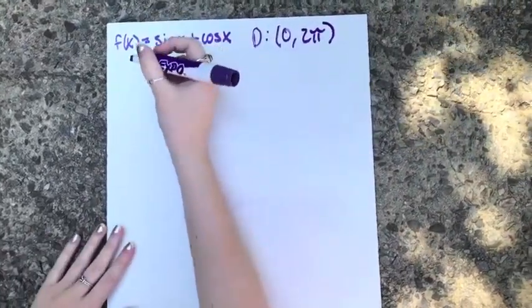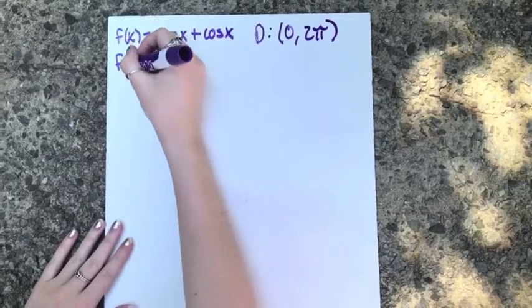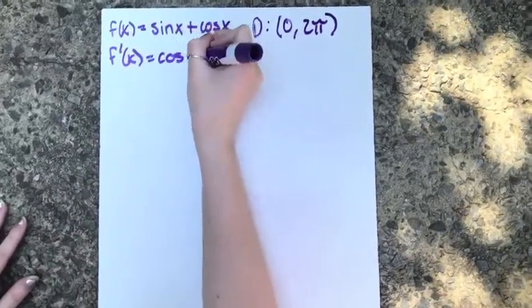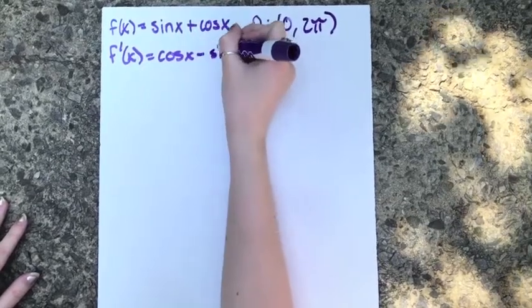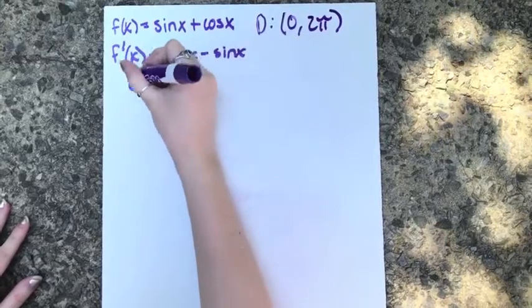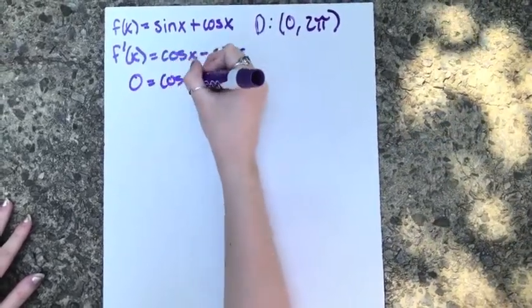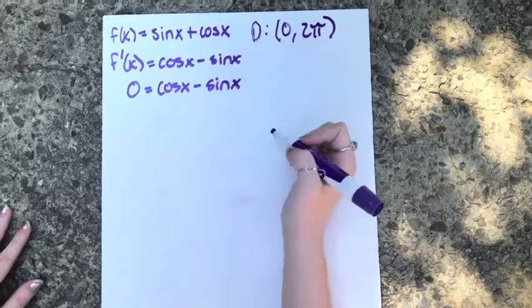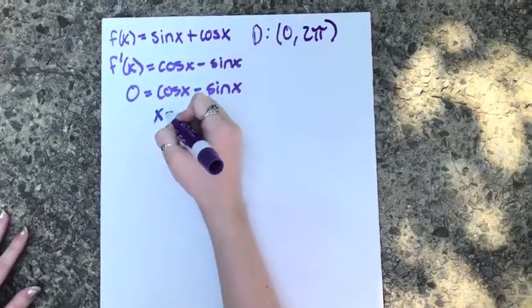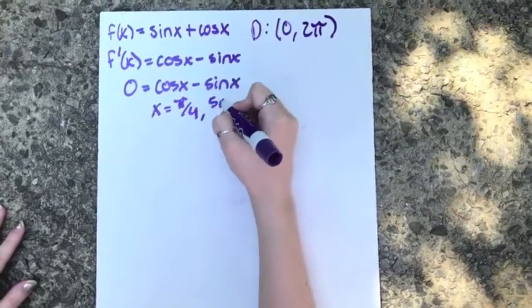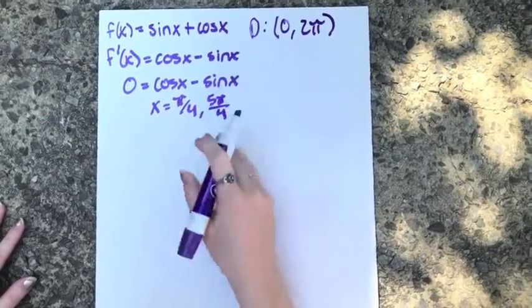Next, you need to find the first derivative. So f prime of x equals cosine x minus sine x. Next, you need to set this equal to 0, and then solve for x. In this case, x equals pi over 4 and 5 pi over 4.